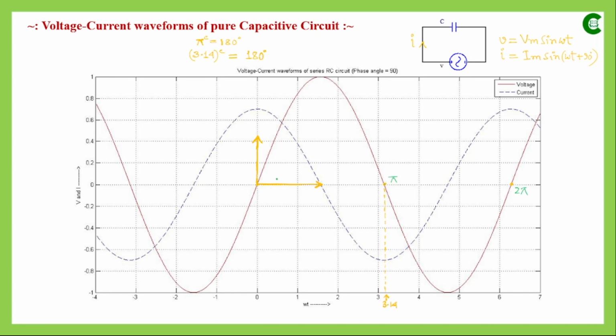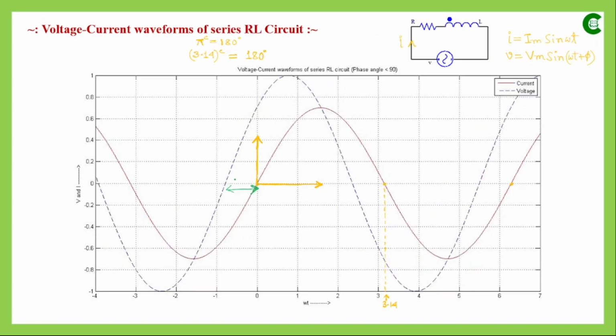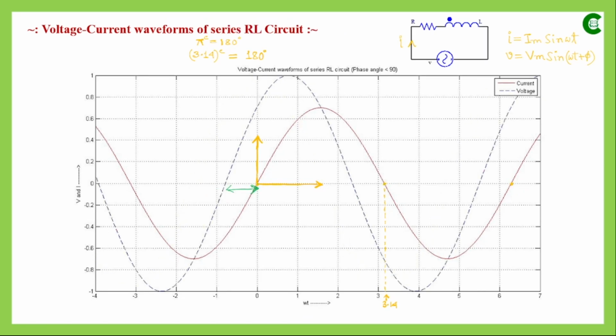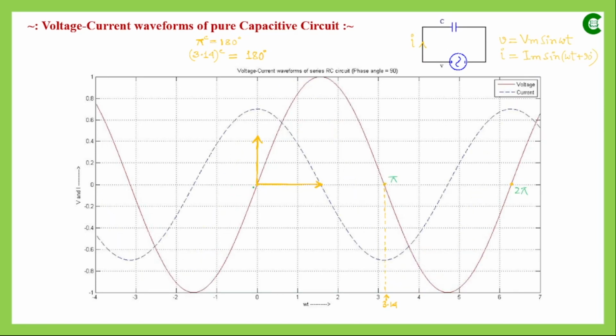Now with respect to voltage, if we represent the current, then it will be Im sin omega t plus 90. Here the current is leading voltage. Previously, when it was a purely inductive circuit, the voltage was leading current by 90 degree, and when it was impure, the voltage was again leading current, but that angle was less than 90 degree. But in case of a purely capacitive circuit, the voltage is lagging, current is leading.